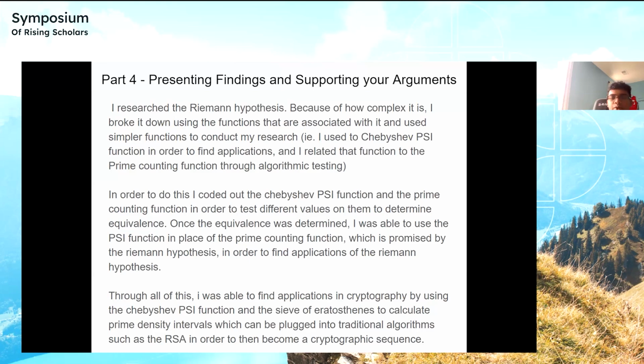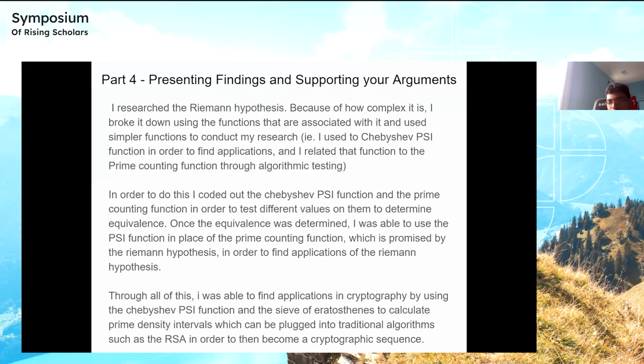In order to show the two were equivalent, I had to code out both of the functions, and then plug in random values, or random intervals, to see whether they'd give the same results. The results I got were extremely similar, so I decided to use the PSI function as a replacement of the prime counting function while I was coding and doing my research.